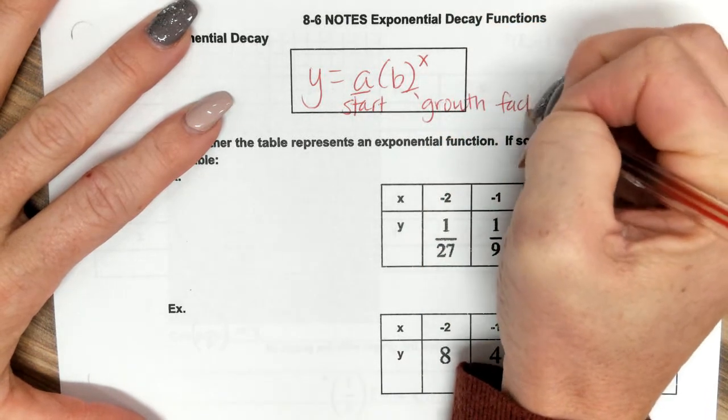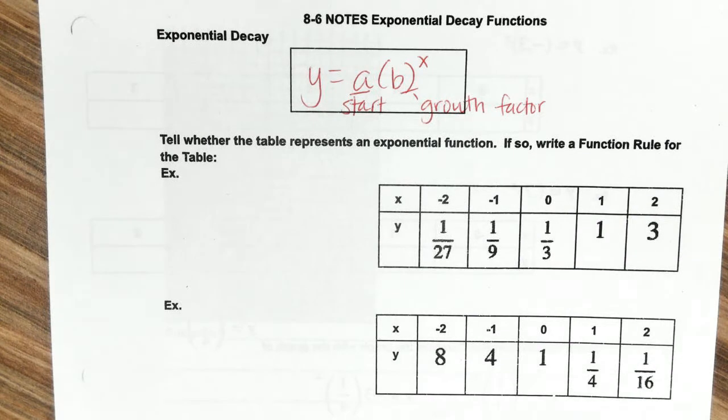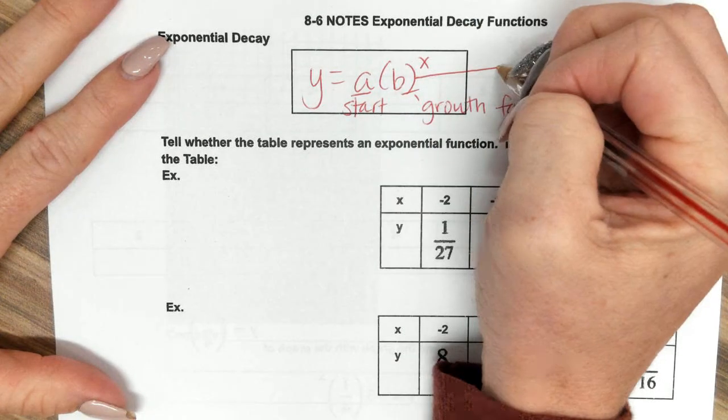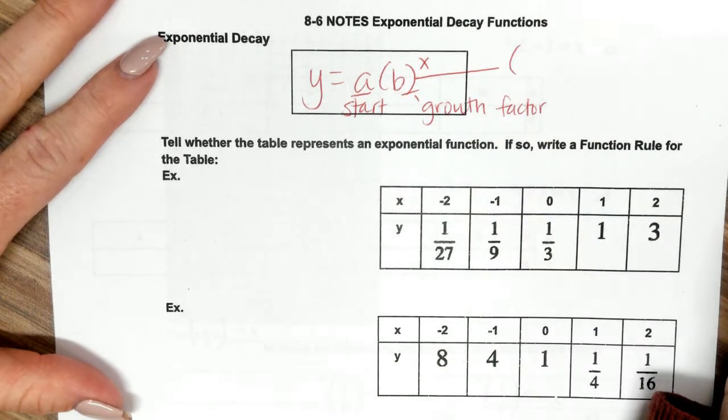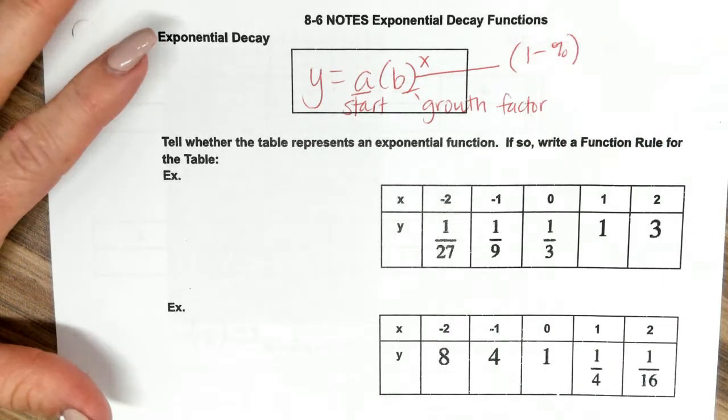Now, yesterday, since we did exponential growth, it was 1 plus the percent. Since we're doing exponential decay, what do y'all think it's going to be? 1 minus the percent, if you're looking for that number.